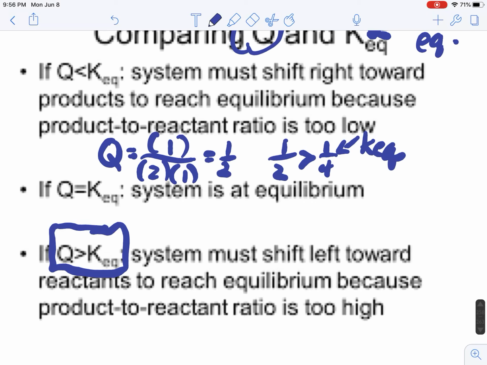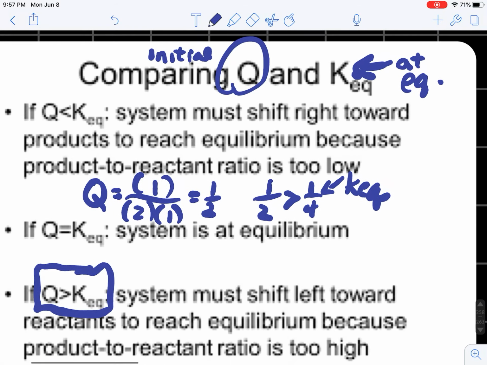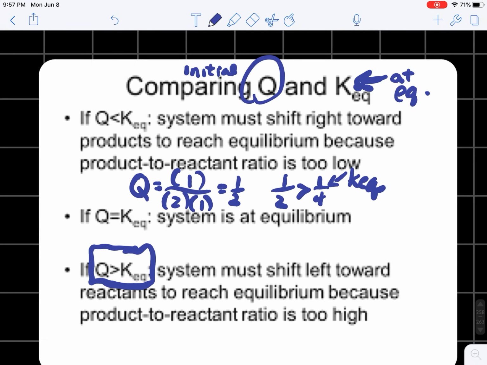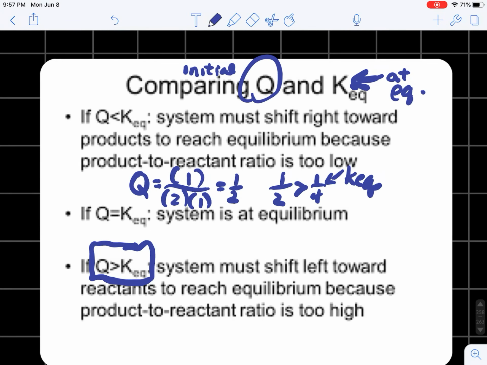Because your numerator is, what am I doing here? I must shift left, because you don't have Q greater than K. That means the ratio is too high. Why am I having trouble with this? Why am I blanking on this? That's why I hate videos, because I can't edit this, and now I'm caught logically and I don't understand what I'm missing here.